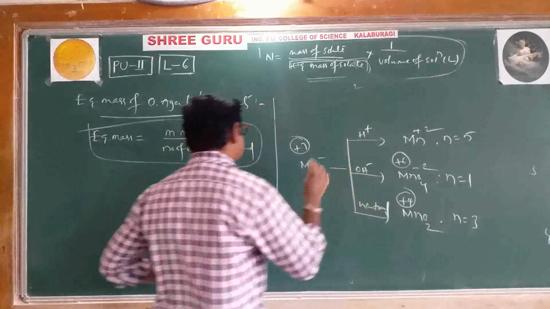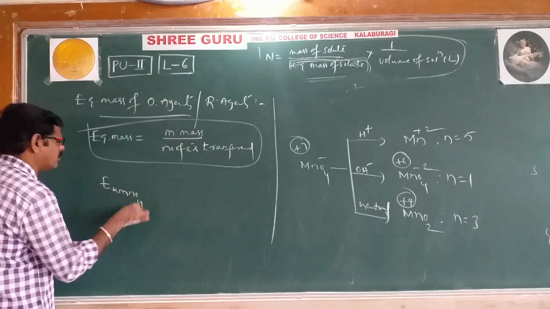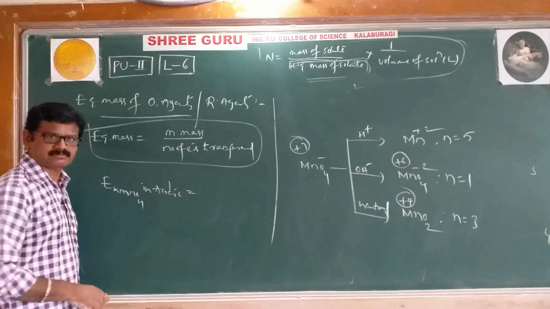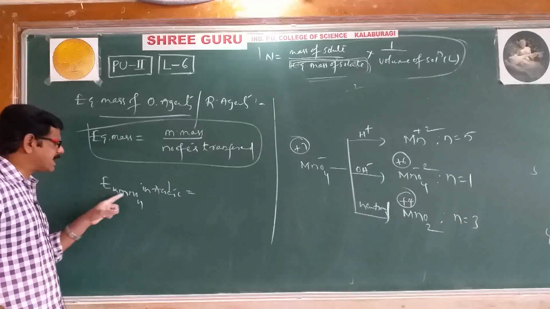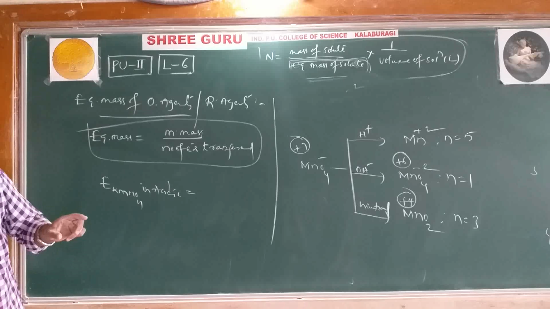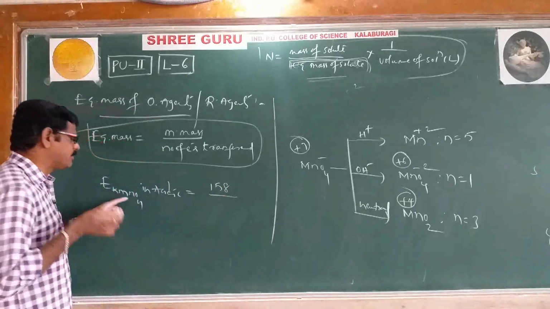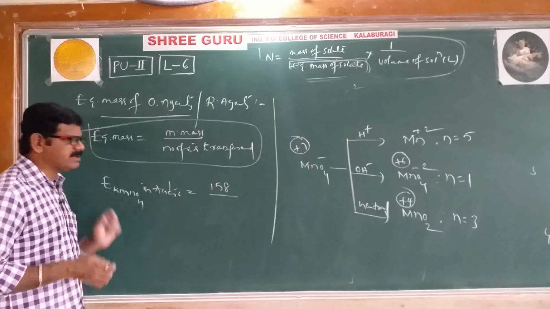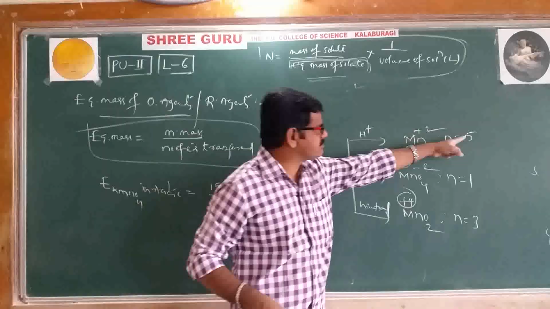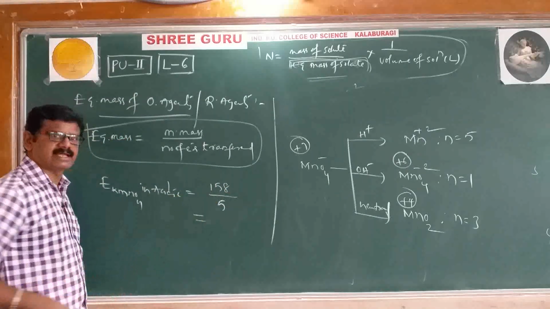Suppose we calculate here the equivalent mass of KMnO4 in acidic medium. If I ask, what you have to do? The entire KMnO4 molar mass you have to calculate. The entire KMnO4 molar mass is nearly 158. You just calculate it at home. In acidic medium, what we have to do? Divide by the number of electrons transferred in acidic medium, which is just 5. If you simplify, you will get the answer.